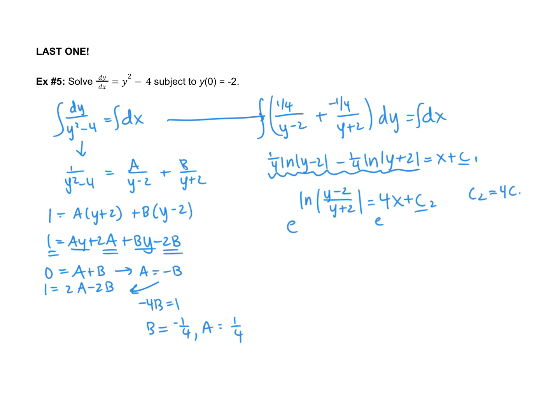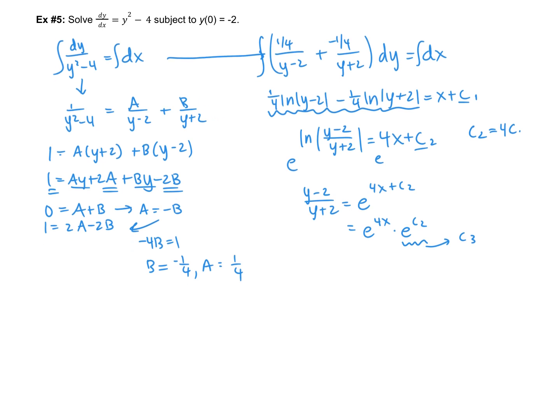Okay, so then apply an e. So we end up with y subtract 2 over y add 2 is equal to e to the 4x add c2. But if we look at that right side, this is really e to the 4x times e to the c2. Well, e to the c2, that's just a constant, right? So I'm going to call this constant now c3. Again, just because it looks nicer, it's a little bit easier to work with. So where that leaves us, we have y subtract 2 over y add 2 is equal to c3 e to the 4x.